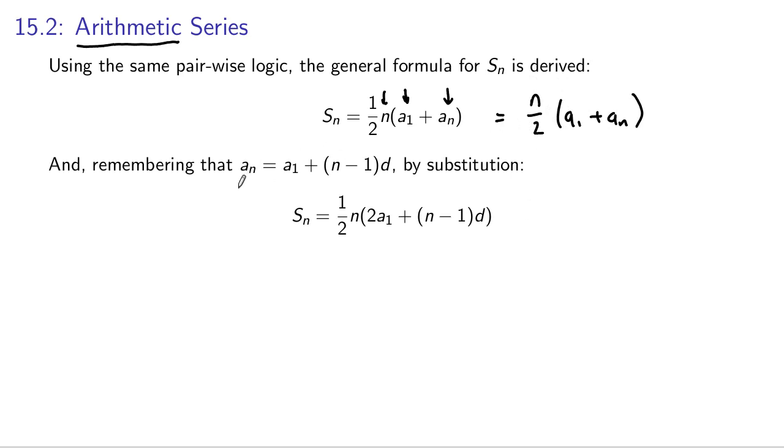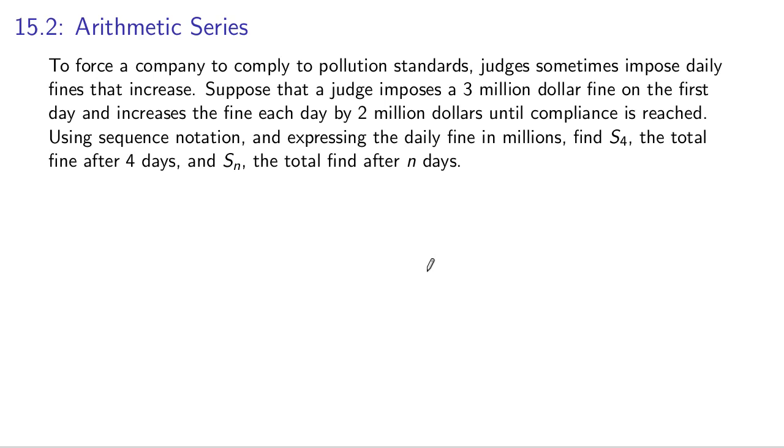Also, we can remember from the definition of an arithmetic sequence that the nth term of an arithmetic sequence is the first term plus n minus 1 times d, where d was the distance between the numbers. And then we can get this bigger formula which only uses d and a sub 1, which is the initial entry in our sequence. Let's get some practice using this formula.